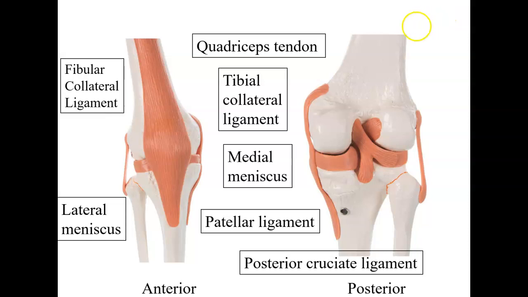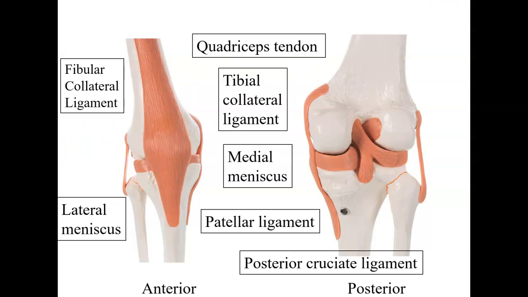On the opposite side, we have the tibial collateral ligament. So this is connecting the tibia and the femur together. So here we see the tibial collateral ligament. Collateral is a word that we use meaning to the side. So this is a ligament that you're seeing connecting bones from a side view.